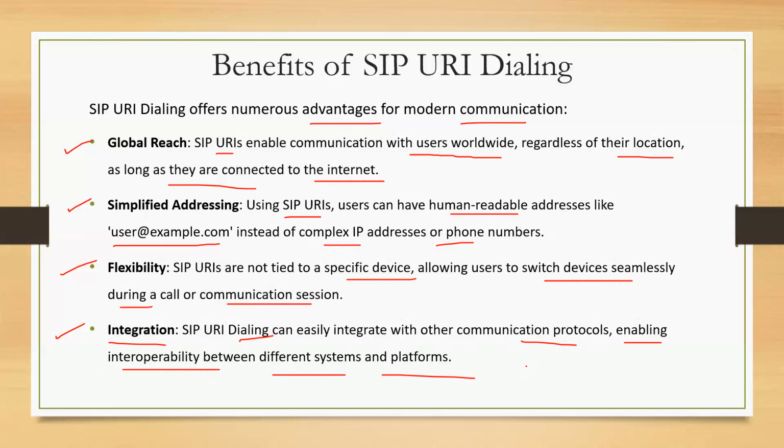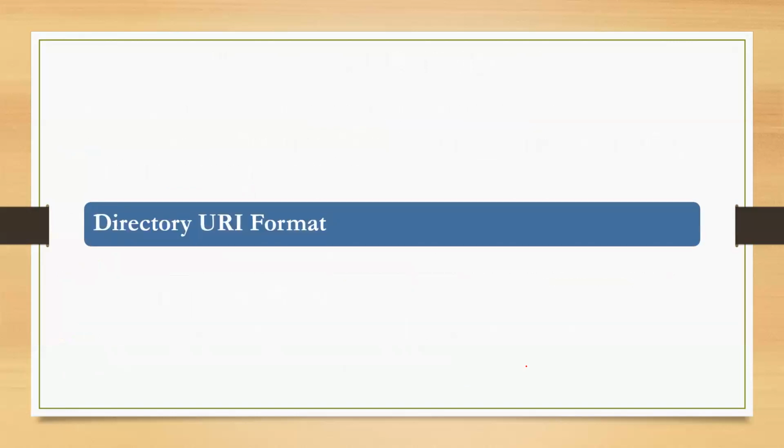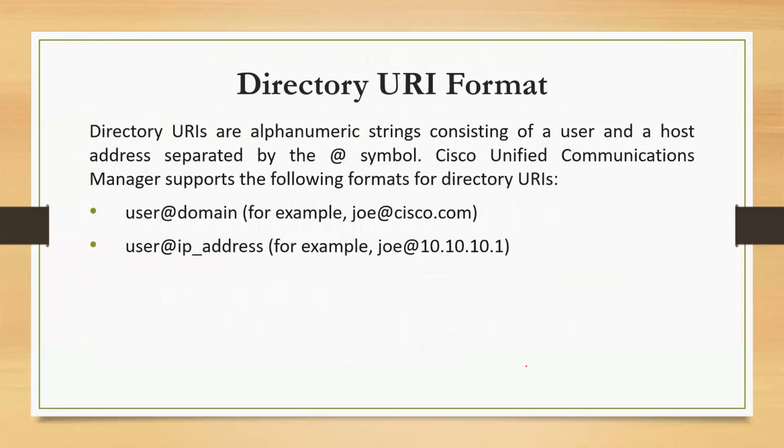After that, we have the directory URI format. What would be the proper format for the directory URI? Here you can see directory URI format. It says directory URIs are alphanumeric strings. They consist of a user and a host address separated by the @ symbol, which we already discussed earlier. Let's say this is user@example.com. You can use a domain name or you can use an IP address as well, so user@domain or user@IP address. This would be the example, joy@cisco.com or joy@10.10.10.1.